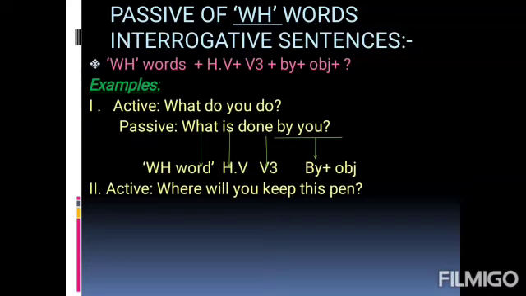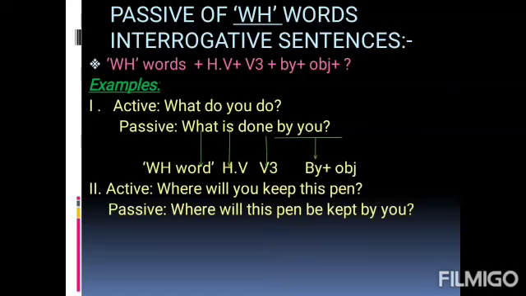Next example is the active sentence: where will you keep this pen? So where, the WH word, will, again a helping verb, this pen is the object, be kept, V3, by you. Because in model verb sentences we write the be form also before the third form of verb, so we are following that rule only. So where will this pen be kept by you?